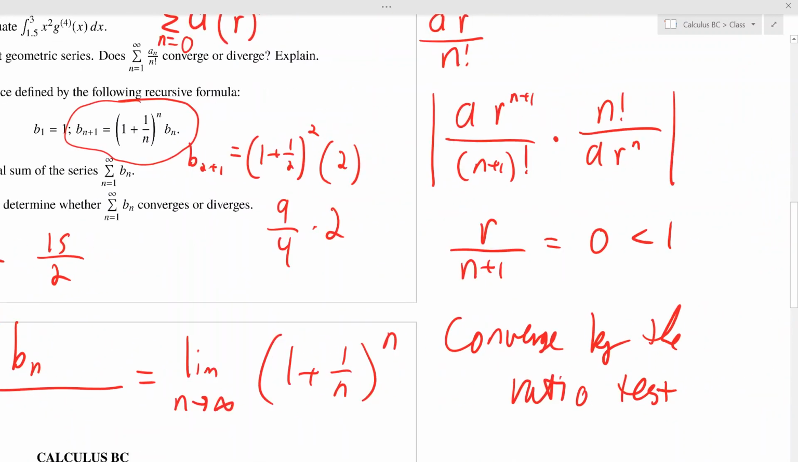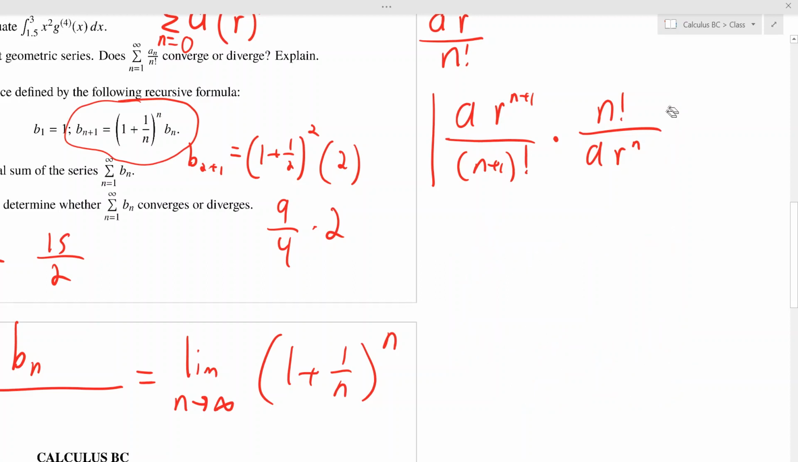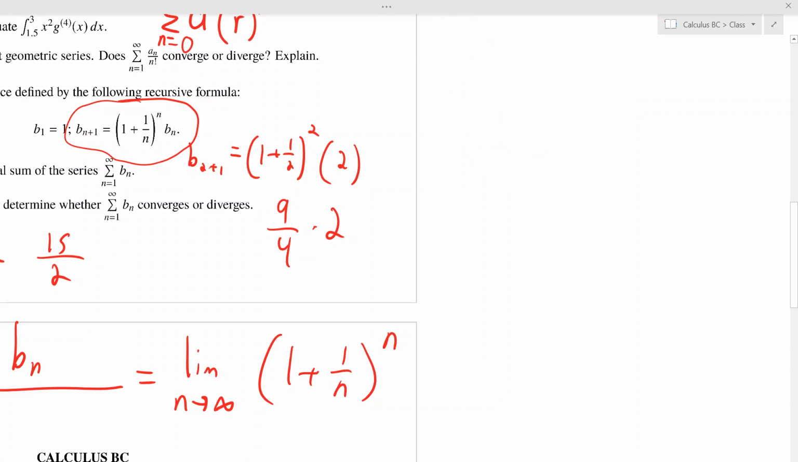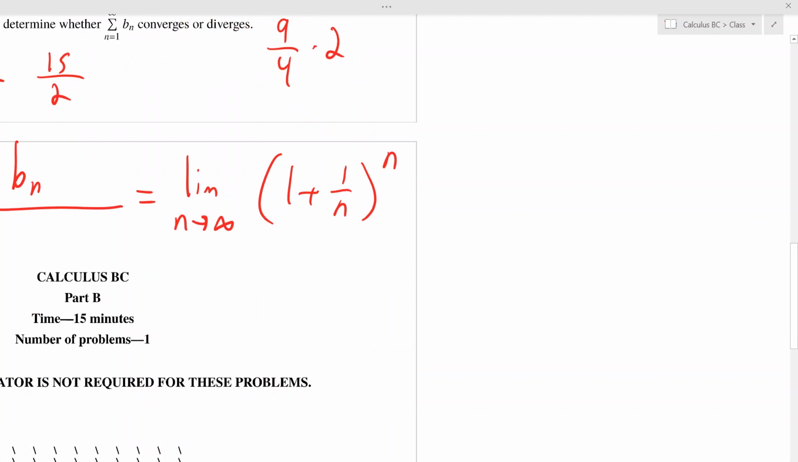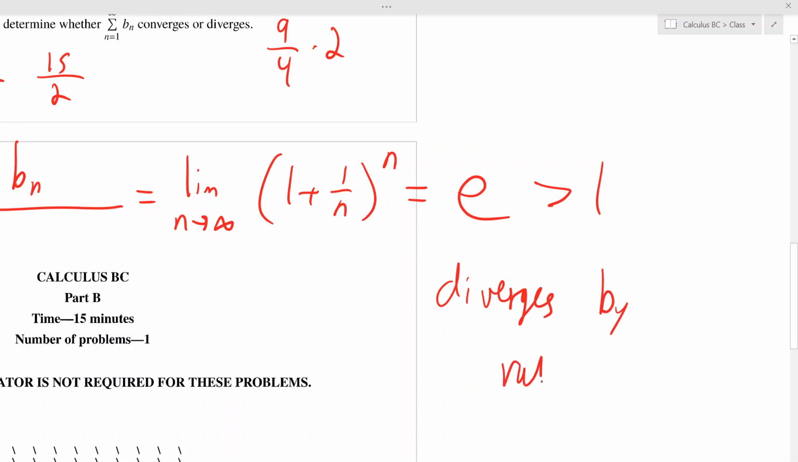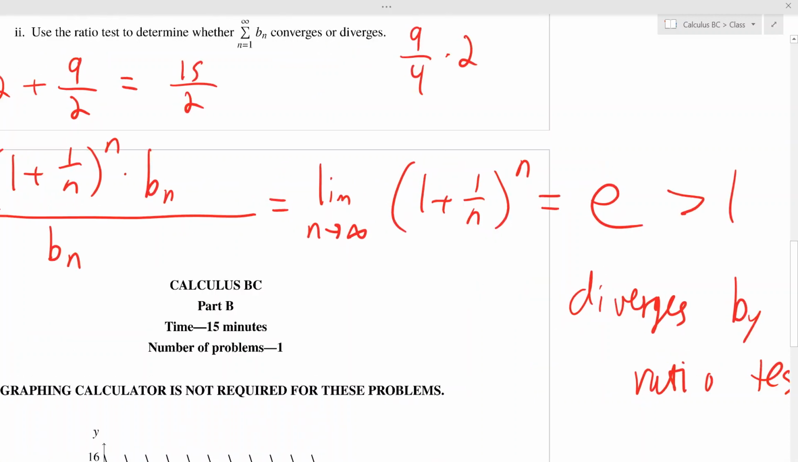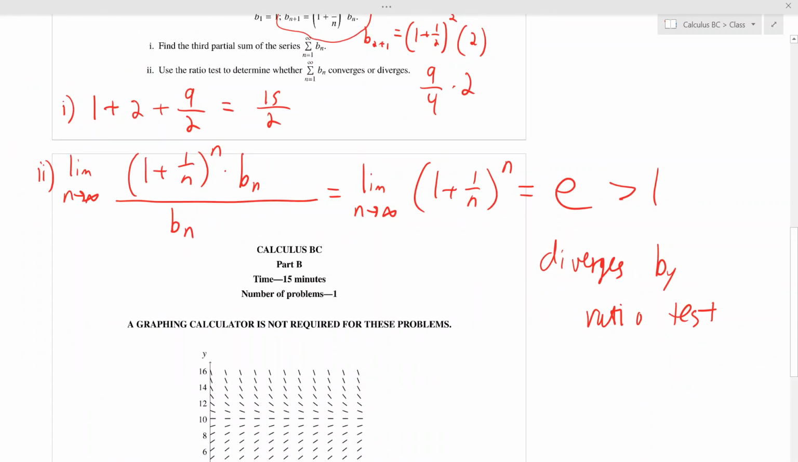And we could go ahead and do L'Hopital's rule with this, right? But do you guys know what that limit is? Anybody know what that limit is? We've done this limit. E. Yeah, that's e. And it turns out e is greater than 1. So it diverges by the ratio test. Woo! You're on your way to a 5, kids.